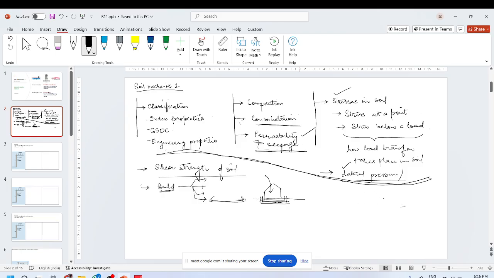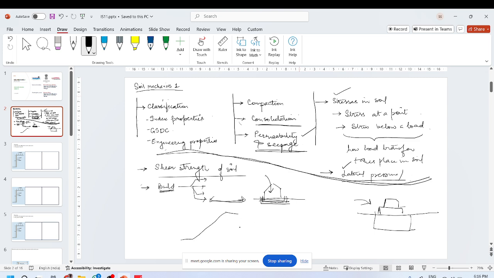There can be two scenarios. First is we have a flat land and we are building something over it. We use the inherent shear strength of the soil. The other scenario is we have a sloping land.